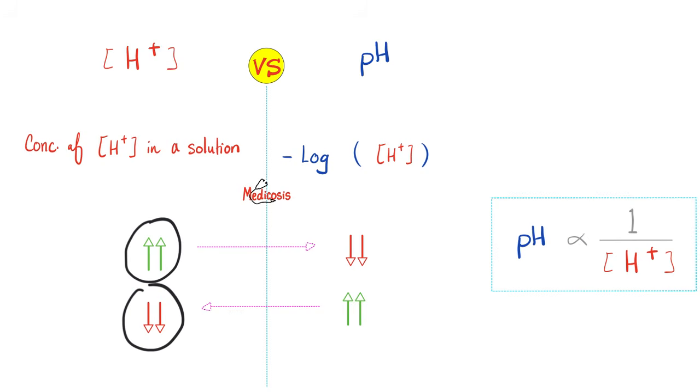So we can say with confidence that thanks to this negative log, the relation between the hydrogen ion concentration and the pH is inverse. When this goes up, this goes down. When this goes down, this goes up. So if I have acidemia, too much acids, the pH of my blood will be low. But if I have alkalemia, less acids, my pH will be high.